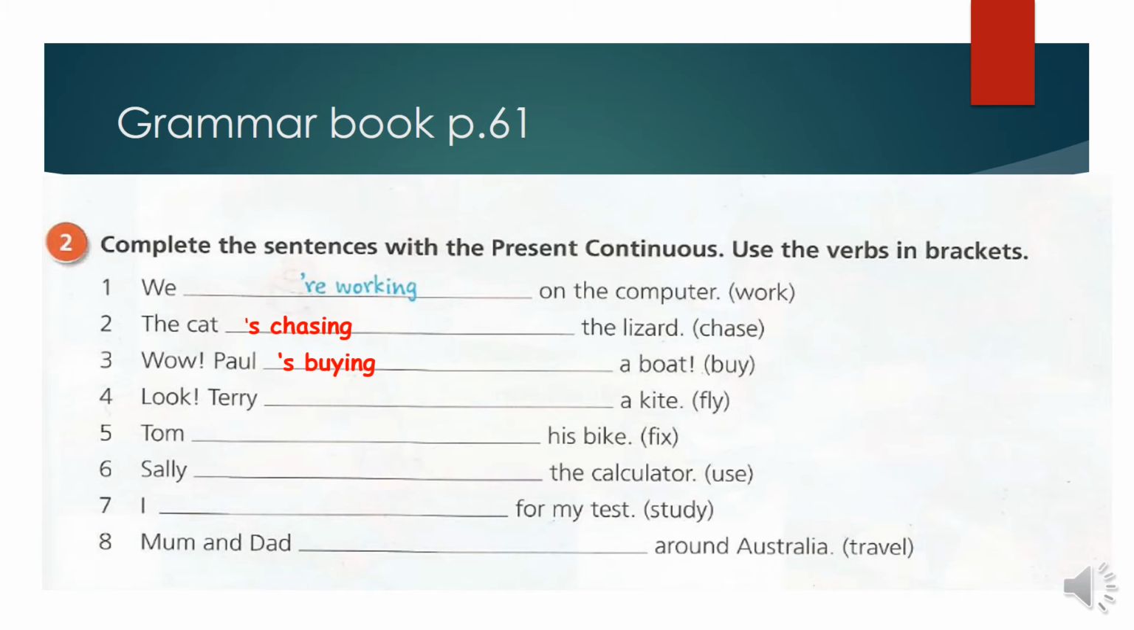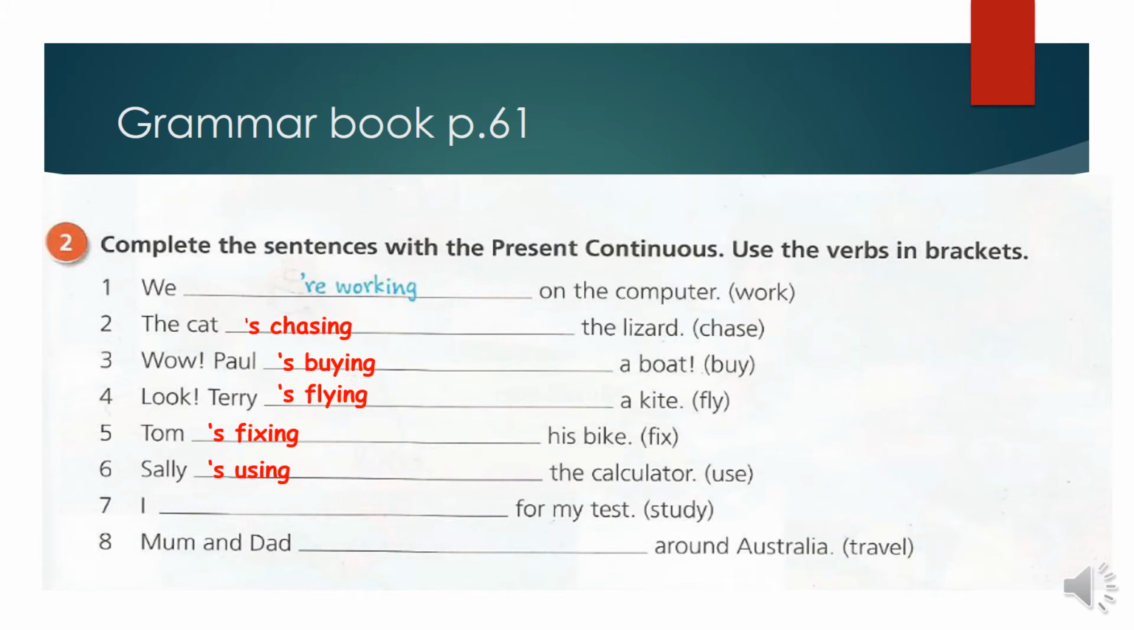Number four, look, Terry, a kite. Use fly. Terry is flying a kite. Number five, Tom, his bike. It will be, Tom is fixing his bike. Number six, Sally, the calculator. Use. So, Sally is using the calculator.